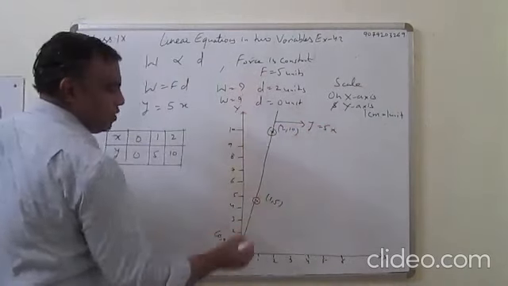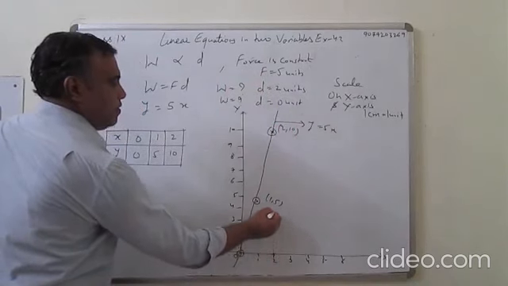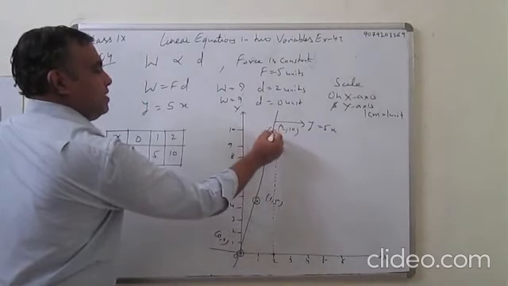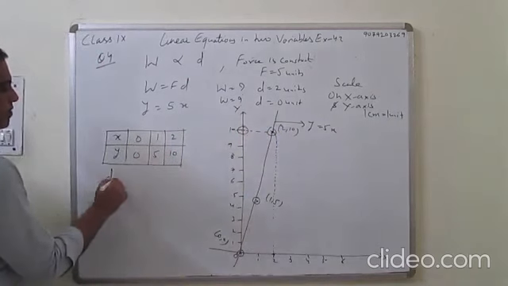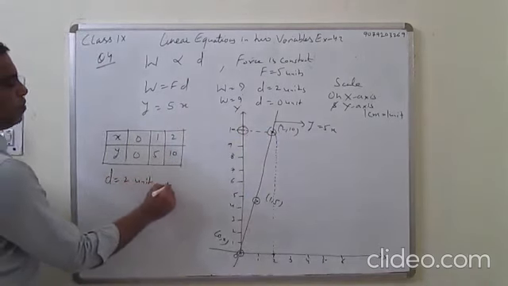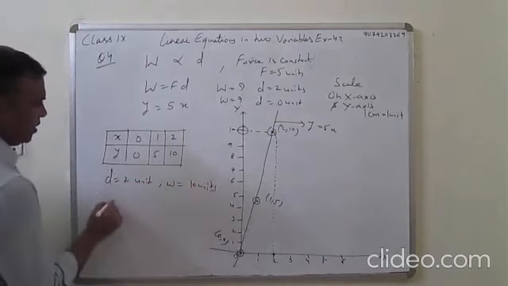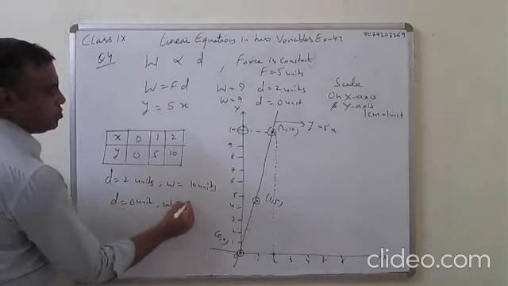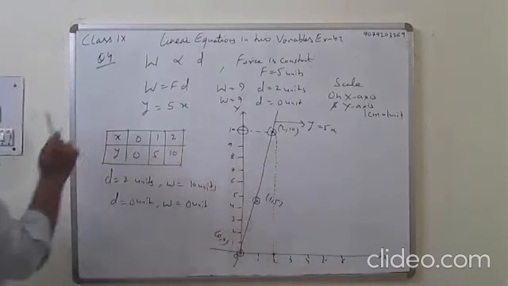Now distance is 2 units. X-axis distance is 2 units. If you draw a perpendicular line from the x-axis, it will meet the y-axis at 10. So if distance is 2 units, then W is equal to 10 units. If distance is 0 unit, W is equal to 0 unit. Graphically we can calculate, manually we can calculate.